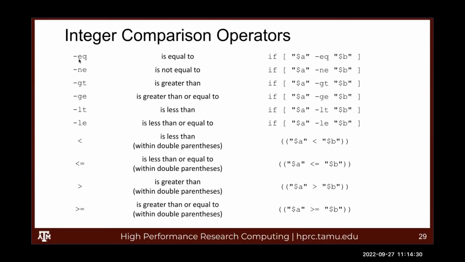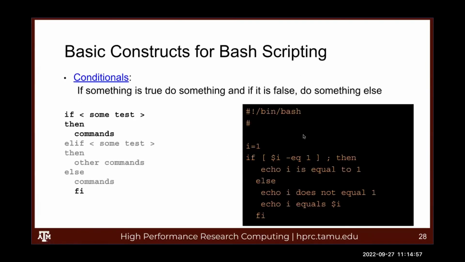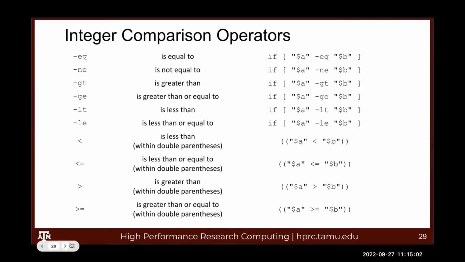So yeah, is equal to is with -eq, and that's also the same as what you see on the right-hand side of this column. So this is how you would use this comparison operator. This is what you saw in the last slide, where it was saying, go back, if the variable I is equal to 1 in brackets, that's what you see here.